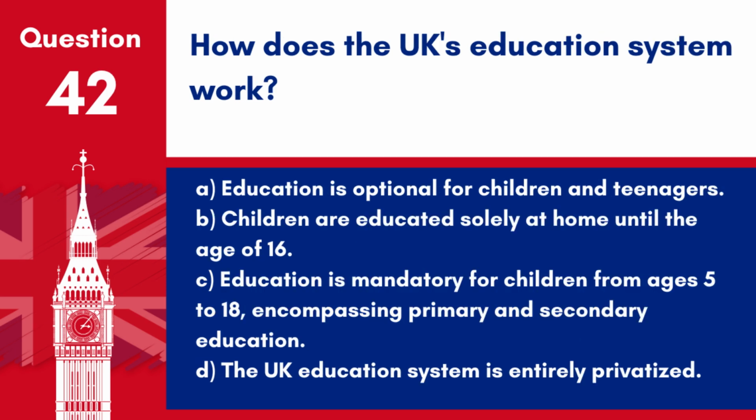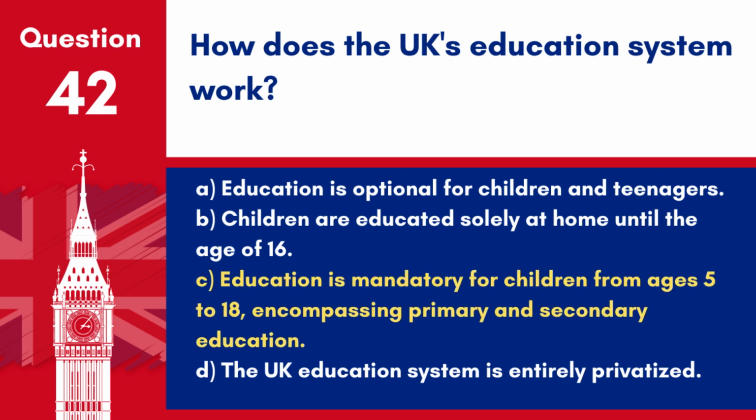Question 42. How does the UK's education system work? A. Education is optional for children and teenagers. B. Children are educated solely at home until the age of 16. C. Education is mandatory for children from ages 5 to 18, encompassing primary and secondary education. D. The UK education system is entirely privatised.